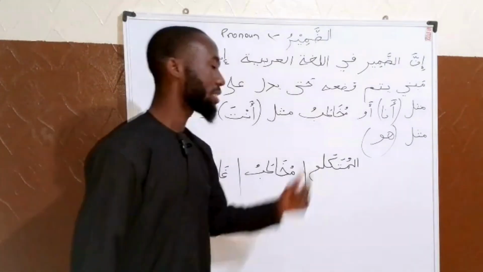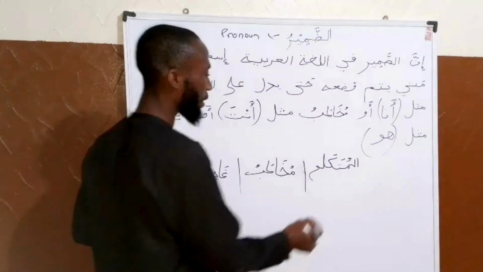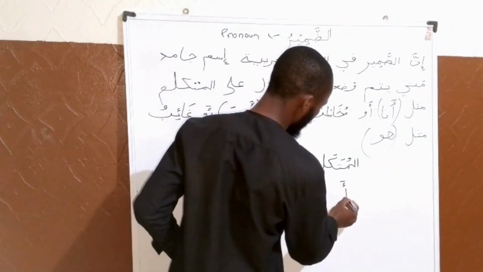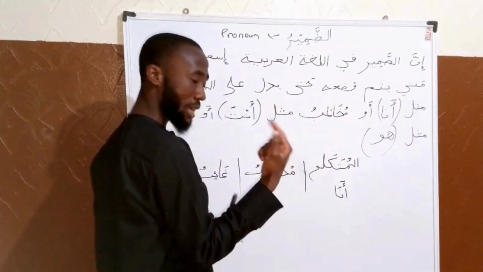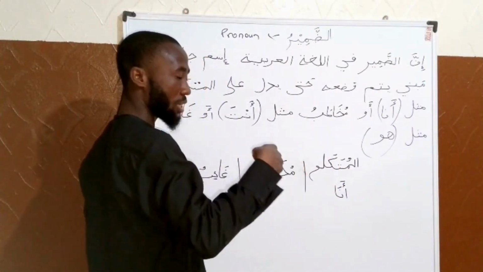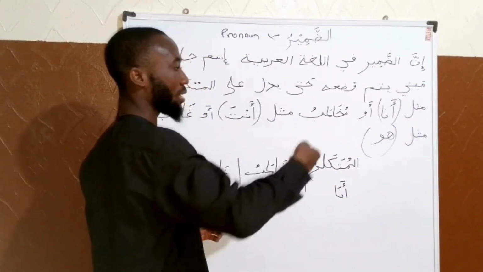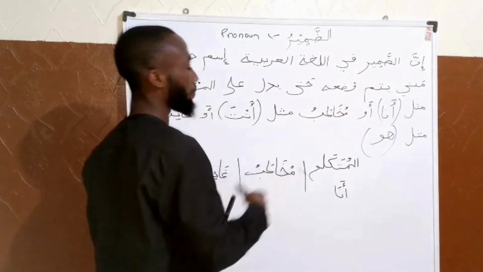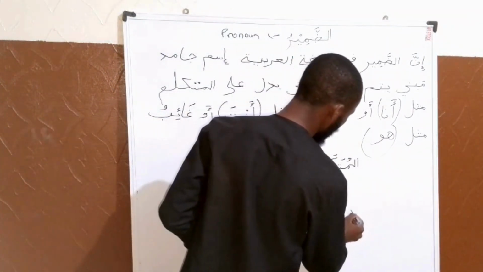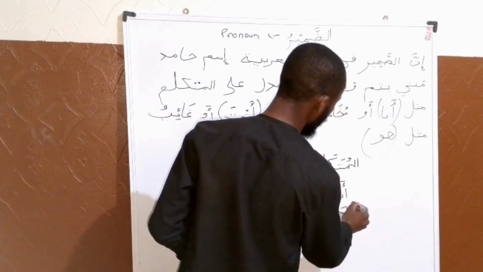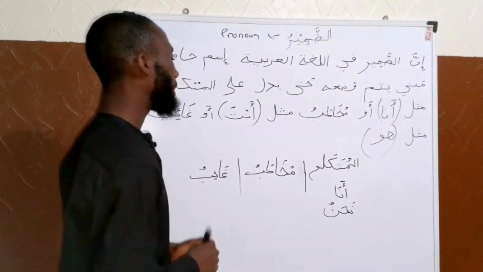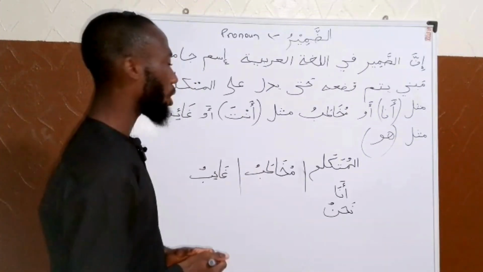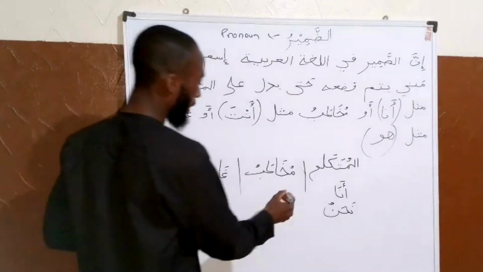Now, under this, for example, we have ana. Don't forget mutakalim, the personal pronoun. Then the second one is nahnu. We have mukhatab. Under this, we have anta.